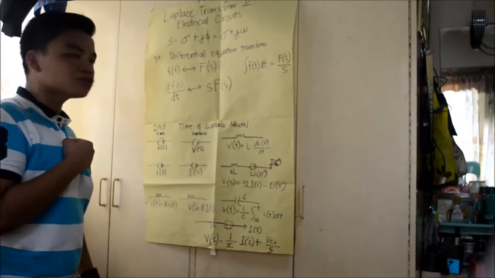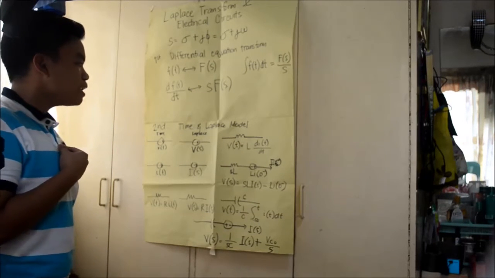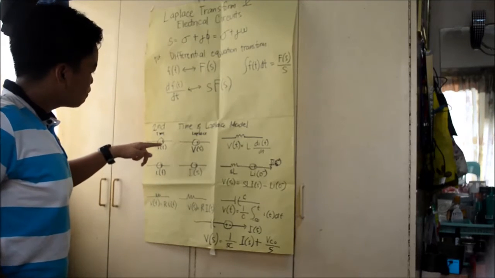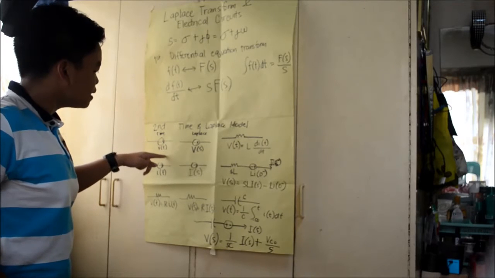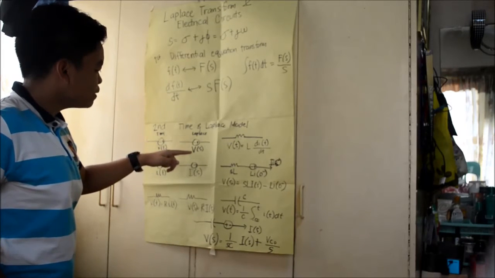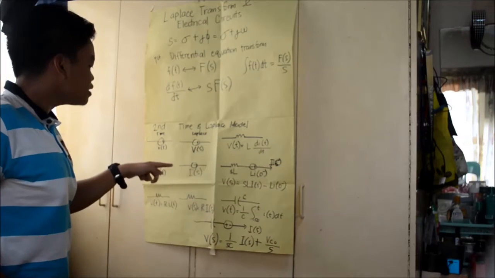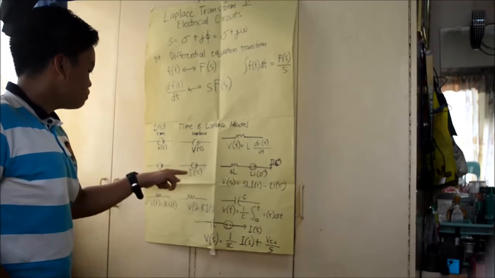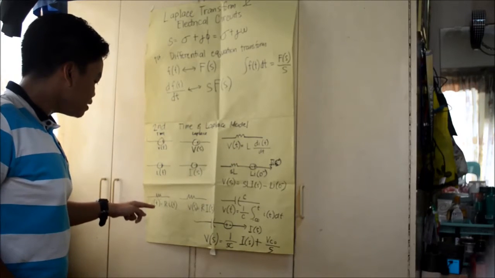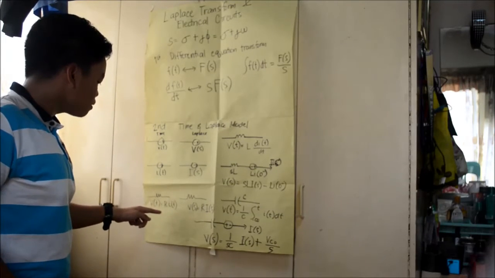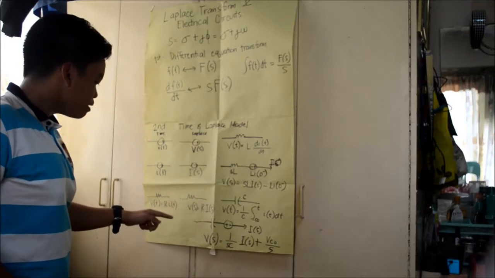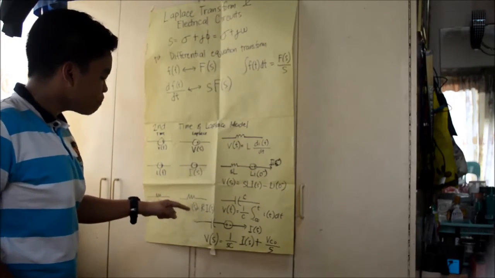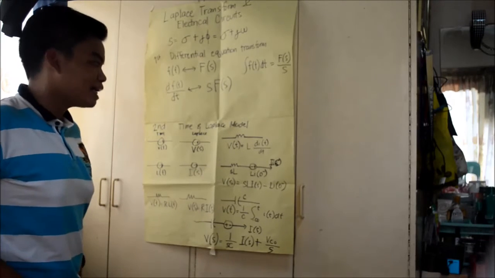Second, we should know also the time and Laplace models. In the time domain, we all know this circuit, v of t, which will become V of s with the same circuit. i of t will become I of s, the same also. v of t is equal to R times i of t. Then, when we transform it to s, V of s is equal to R times I of s.